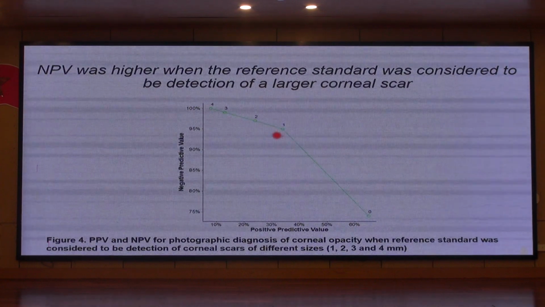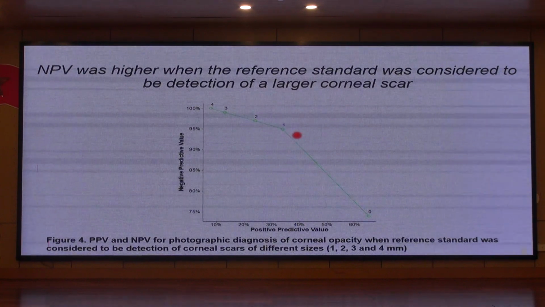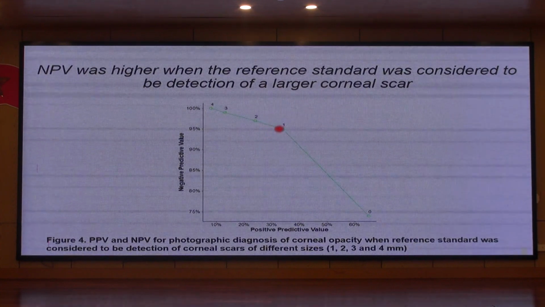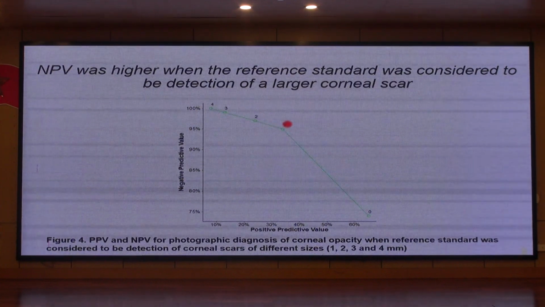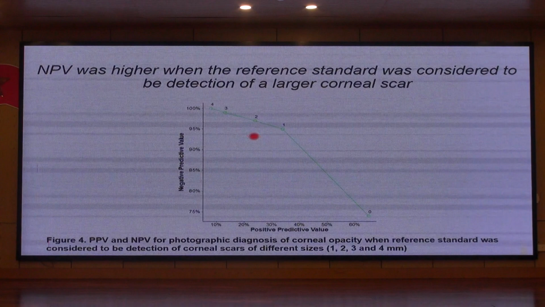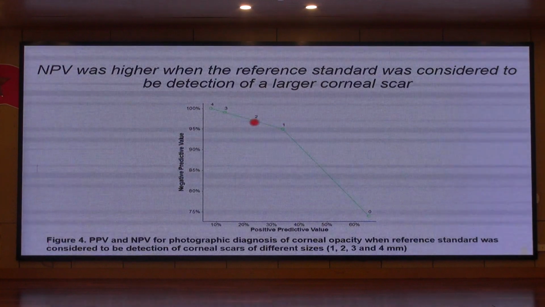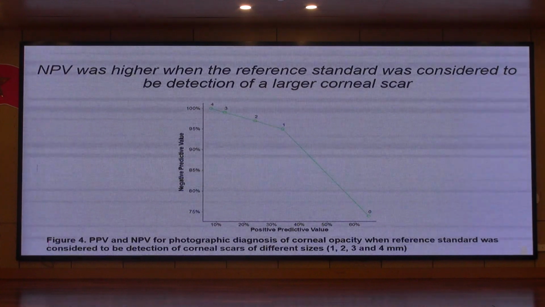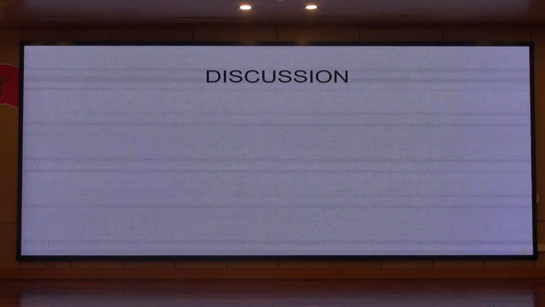However, if we consider the reference standard as the detection of corneal scars of greater than 1 millimeter, then the negative predicted value here is 95%, meaning that among 100 people with corneal scars greater than 1 millimeter, corneal photographs only miss 5 people. And as you can see, if we increase the size of the corneal scar, the negative predicted value gets higher and higher. So what it means here is that corneal photographs tend to miss smaller scars. So now I'm going to discuss the findings of this study.